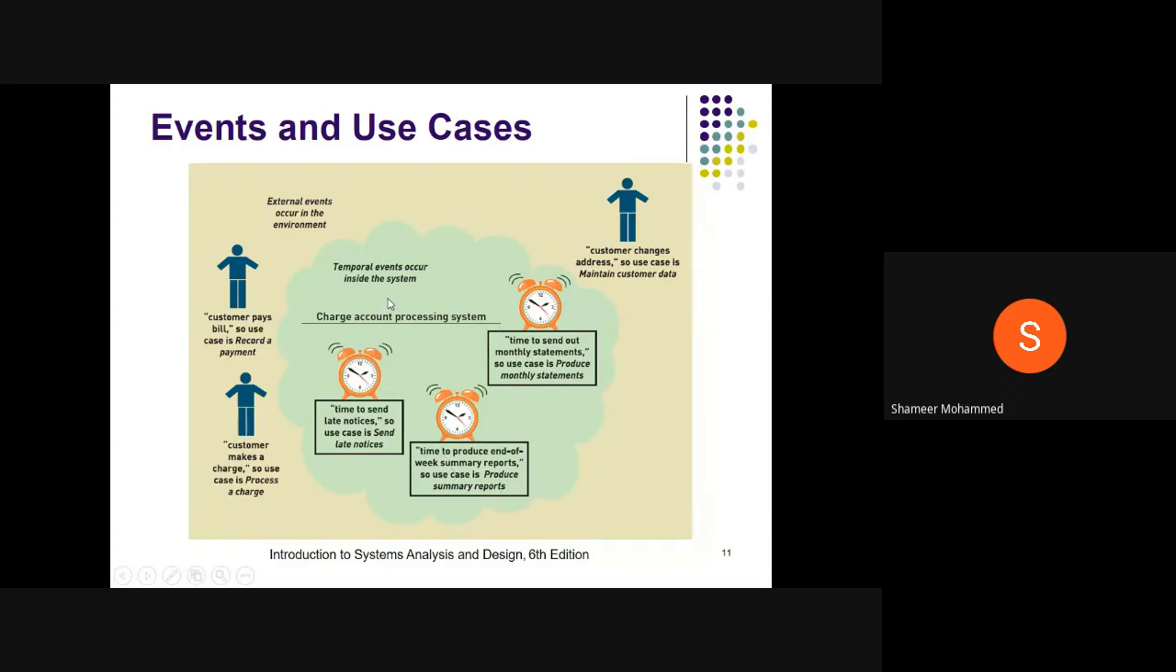Like that, these are all the external events, and these are inside the system. These are outside the system. Inside the system, this one: send the notice, send the monthly bills, send the SMS, etc. Outside events: customer changes the address, customer pays the bill, customer does the charging. Okay, external events, internal events.